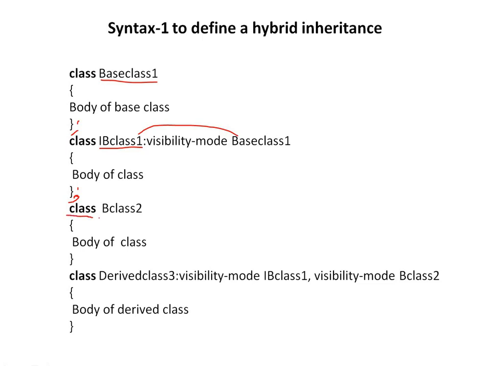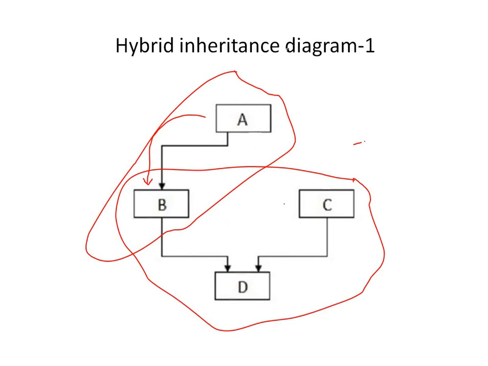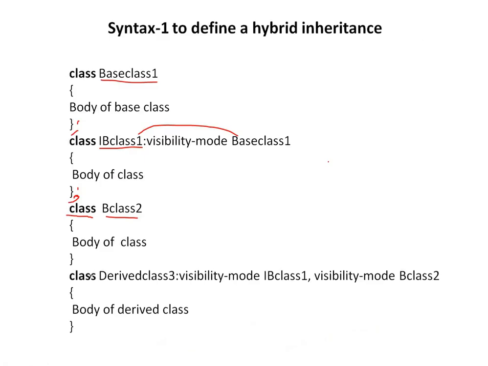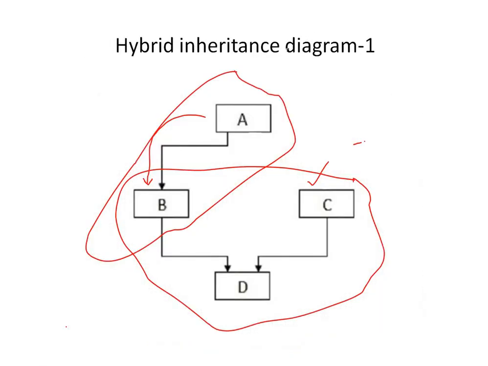Next one is class, followed by base class 2. Base class 2 is the name of the base class 2. Here, what is base class 2 in our example? Class C. C is base class 2. Next, within the open bracket and close bracket, we have to write the set of operations, or the set of statements. Next, we have to write the definition of the bottommost derived class. What is the bottommost derived class in our example? Class D. This class D is the bottommost derived class.